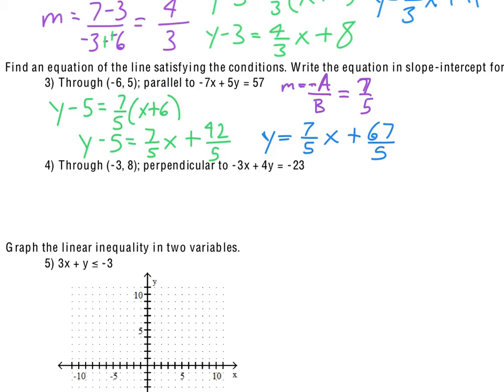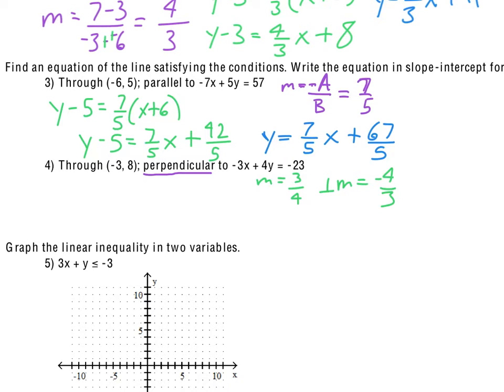Moving on to number 4. Now the difference here between 3 and 4 is that we're told we want it to be perpendicular. I can still use the same trick to determine the slope from the standard form here. So this slope would be 3 over 4. So the perpendicular slope to that would be negative 4/3. So that's the slope that our line has.